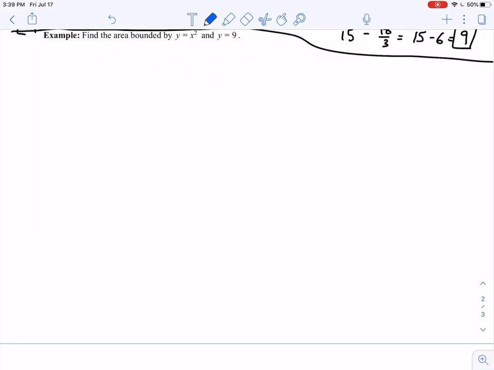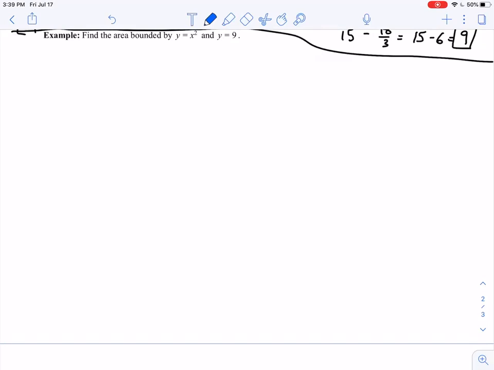I'd like to look at a few more examples in this section. It's a relatively short section, but we'll look at a few more examples in this video. First, I would like to find the area bounded by y equals x squared and y equals 9.